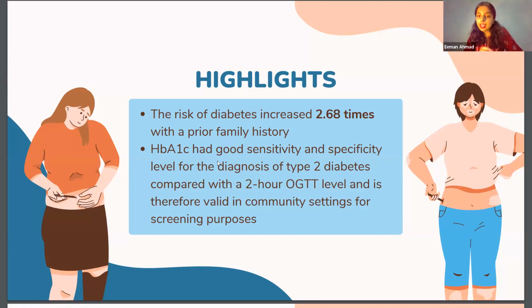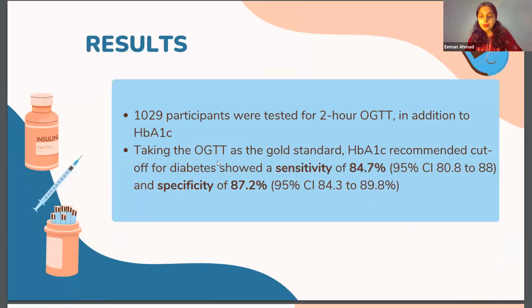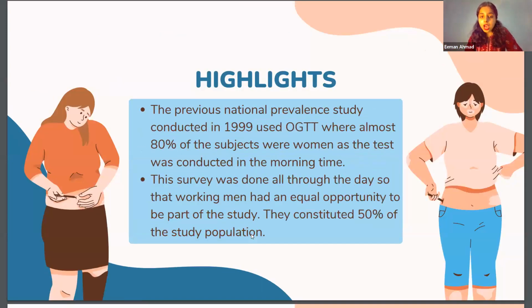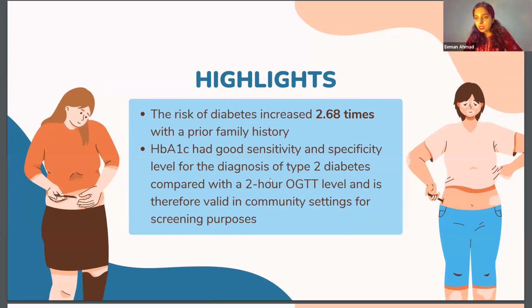HbA1c had good sensitivity and specificity, as we've discussed before. The values that we see here, 84.7% and 87.2%, so that is a pretty good test, right? And the advantage that this gives us is that the OGTT is very time consuming and costly. So if you're conducting a community level survey, you can use the HbA1c test instead, right? Because it's easier to do, it takes less time, it will allow you to collect more data, it will allow you to look at more participants in a shorter duration of time, and it will cost a lot less.